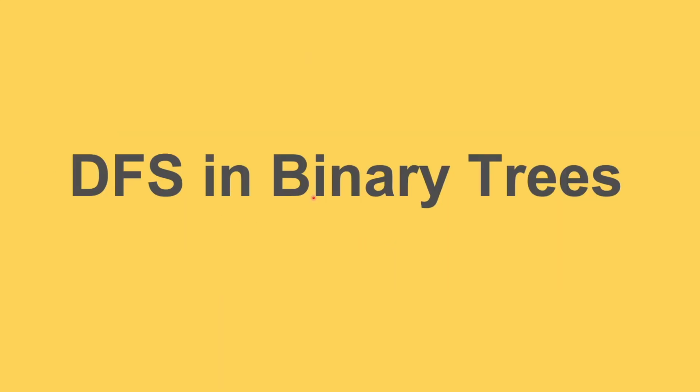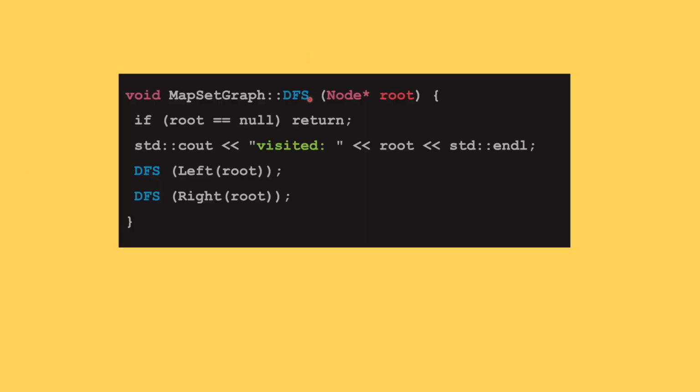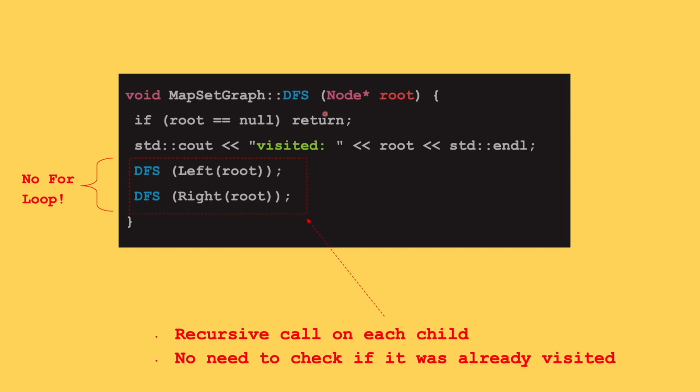Now let's see how DFS works in binary trees. In a binary tree, each node has only two children, the left child and the right child. Therefore, you don't need a for loop. You can just directly call DFS recursively on each child separately. Also, if you use pointers, you need to check to see if the given node is null. In this case, we have to return, which indicates we just came from a leaf.